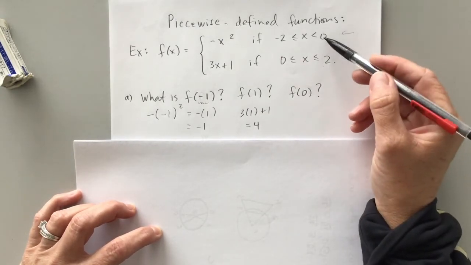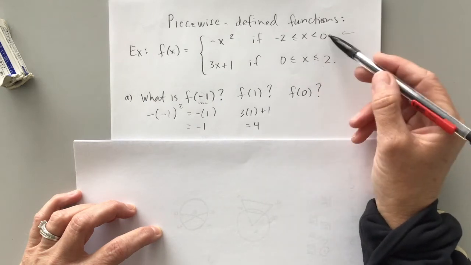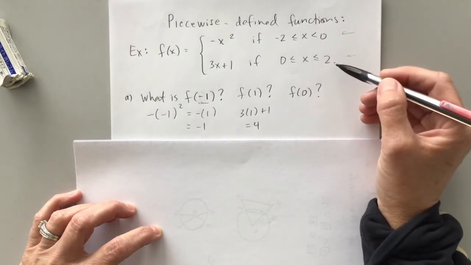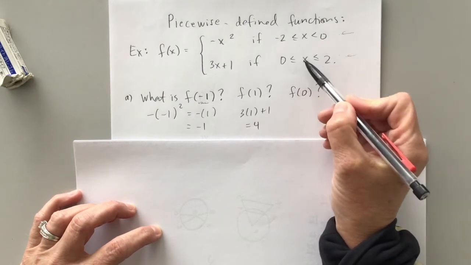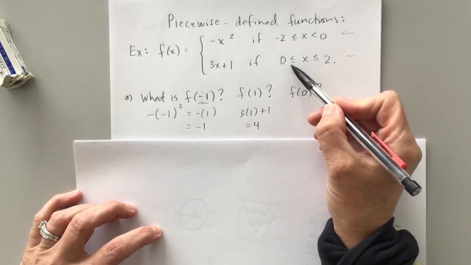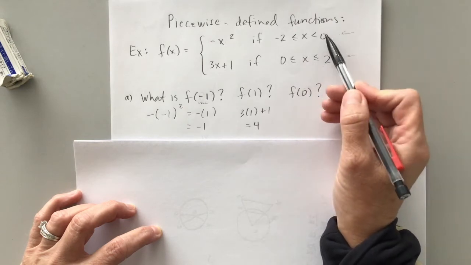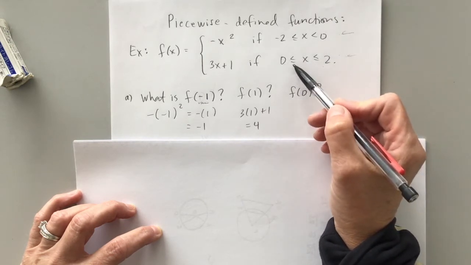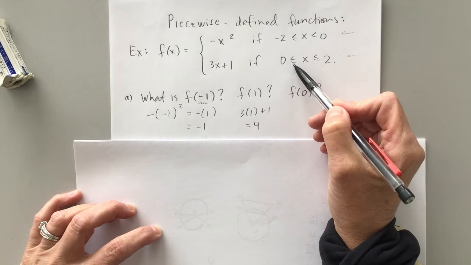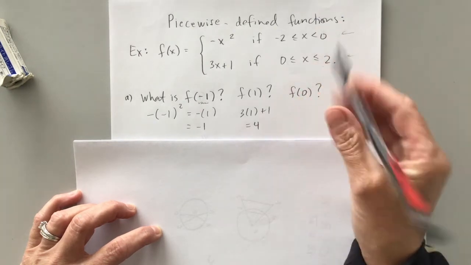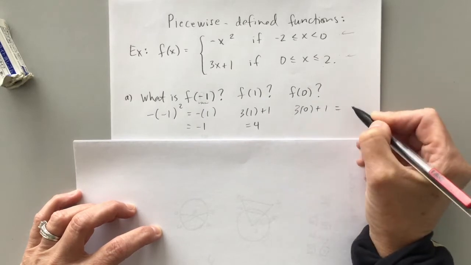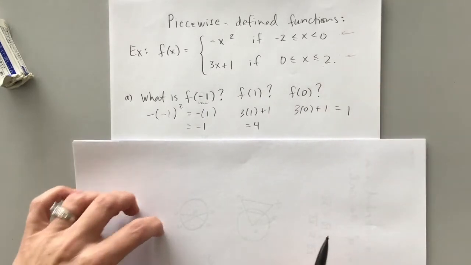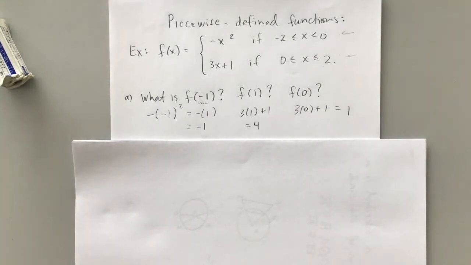So you'll notice that 0 is in both spots. However, you have to look at the one that actually includes 0. That one is strictly less than 0, so we have to go to this one where x is bigger than or equal to 0. So at the breaking point, you have to figure out which one includes that x value. So it's going to be equal to 3 times 0 plus 1, or 0 plus 1, which is just 1. All right, so that's the way we work with piecewise defined functions to find particular y values.